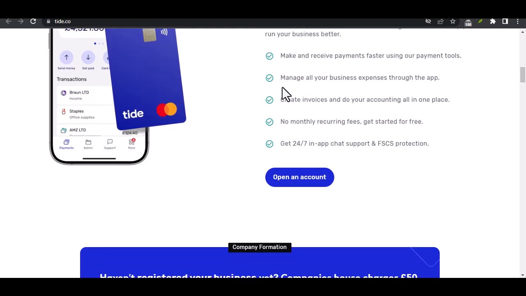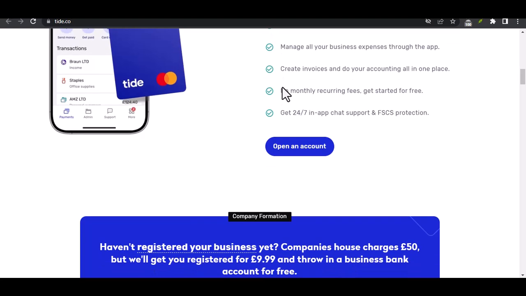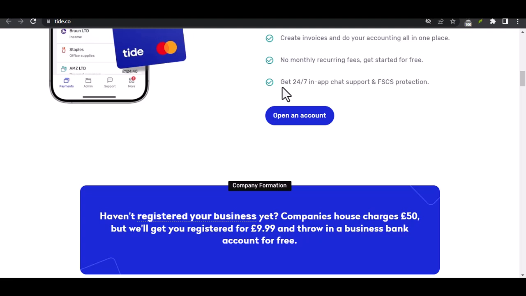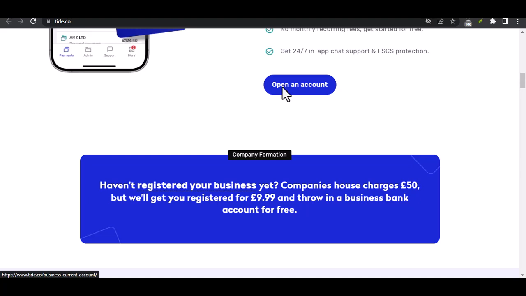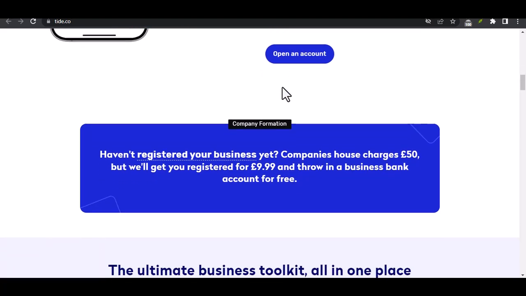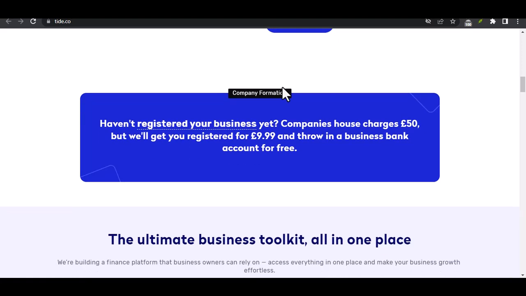Multi-currency accounts. While the base currency is the primary unit of account, Tide also offers multi-currency accounts. This feature allows you to hold and manage funds in multiple currencies within a single account. This can be particularly beneficial for businesses that operate internationally or frequently deal with clients or suppliers in different countries.